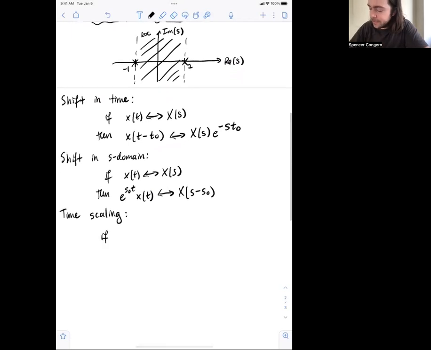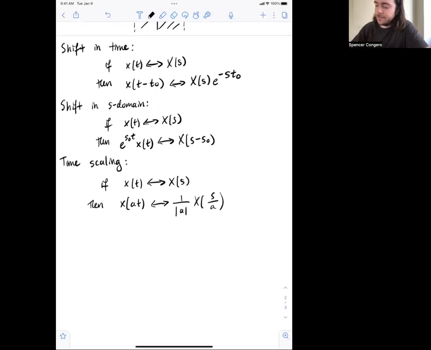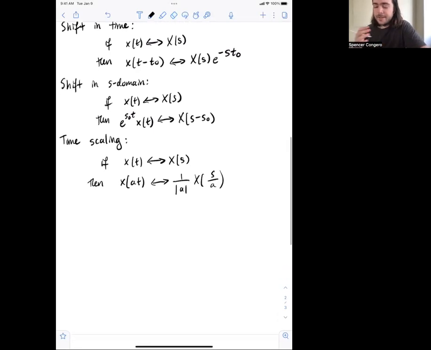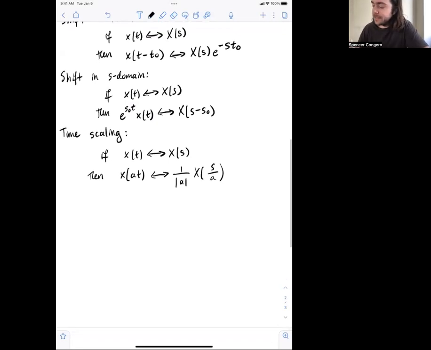So if x of t has Laplace transform X of s, then what happens when I scale my time function? Well, again, this should remind you of the Fourier transform property. This is what we get. We get 1 over the absolute value of a out front, and then the s argument is scaled in the opposite way as the time argument was scaled. So t gets multiplied by a, s gets divided by a. That's hinting at the inverse relationship between time and frequency in the Fourier transform, and here we have time in the s domain.